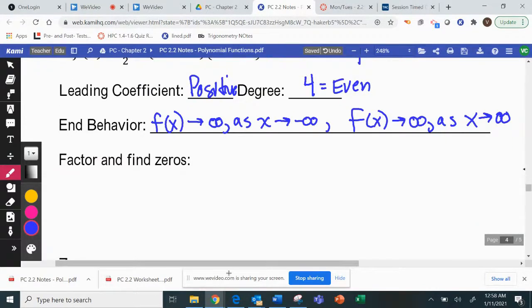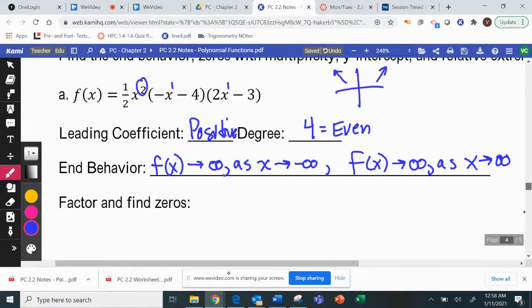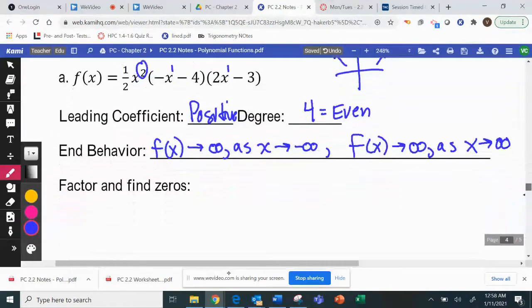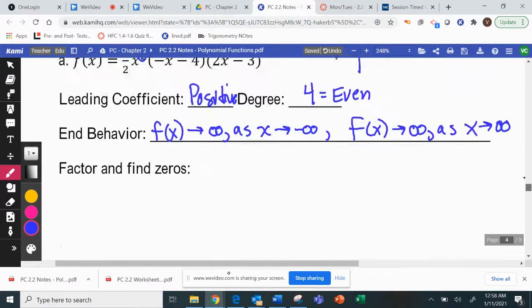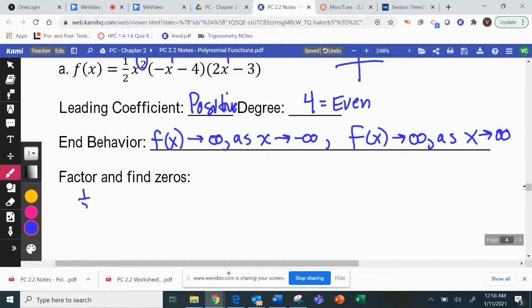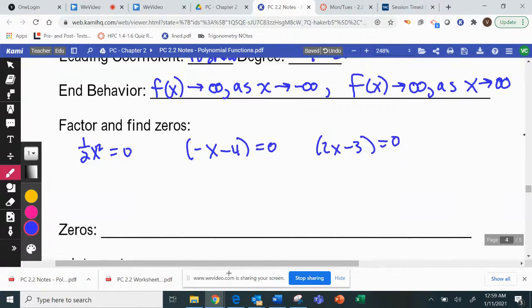We're going to factor and find the zeros. Well, it's actually kind of factored. We're just going to find the zeros. Once I get this lined up, okay, I'm going to start with 1/2 x squared. I'm going to have negative x minus 4 equals 0. And 2x minus 3 equals 0. So we're finding the zeros. I'm going to divide by half. And then I've got x equals 0 for this one. But this has a multiplicity of 2.